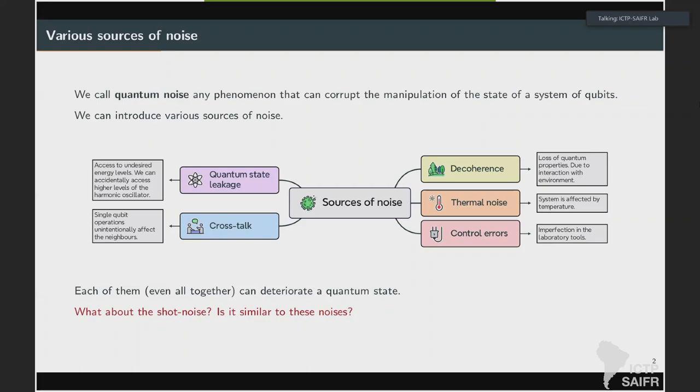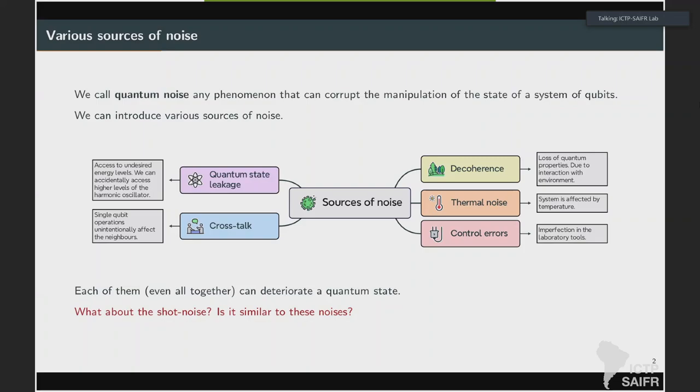Some idea? For me, you can run parallel experiments, so you can mitigate this. Which one? The shot noise. You mean you have more executions in less time? You have more executions, so more results in the same time. Yeah, that's a good point, which is basically the answer.